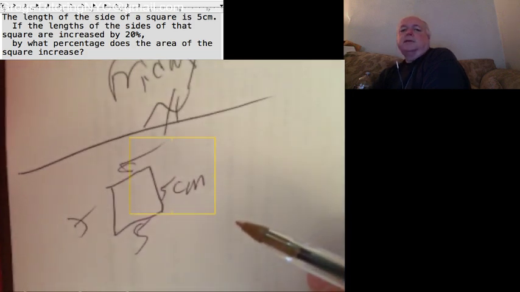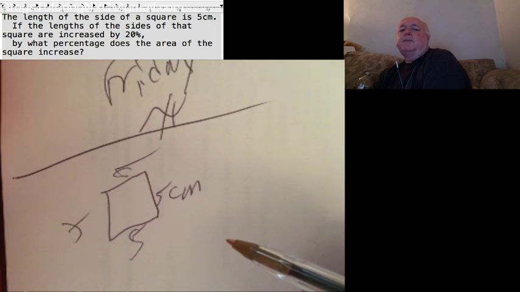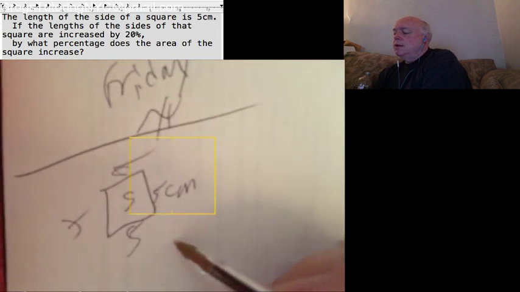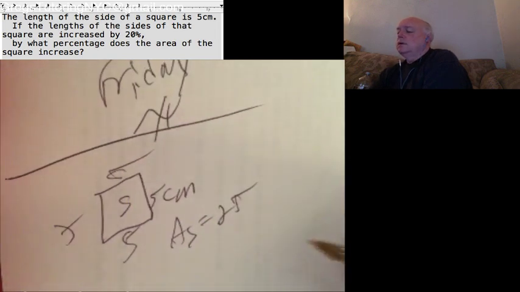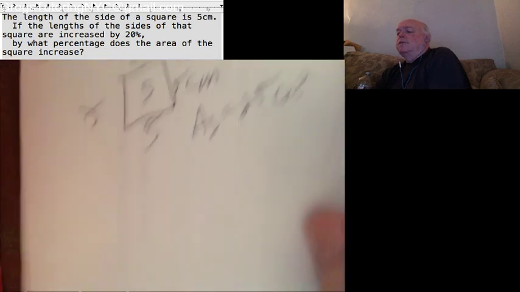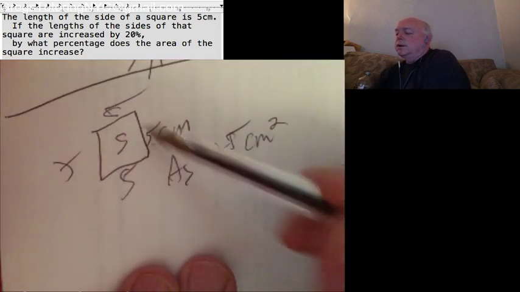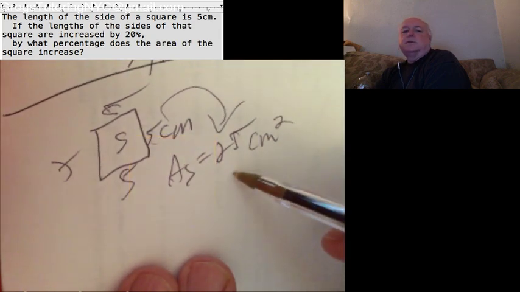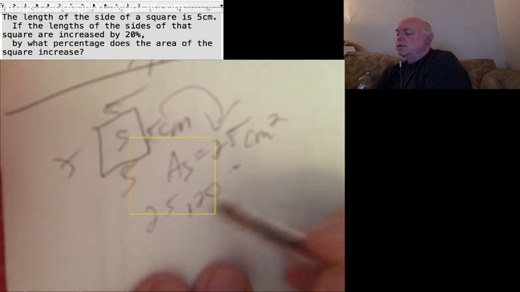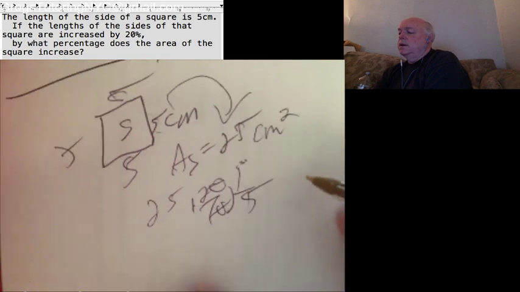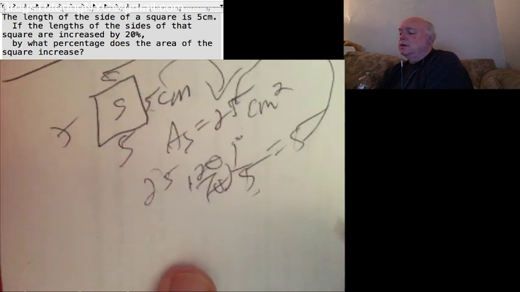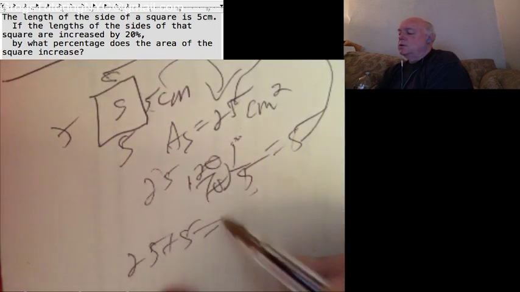It says the length of the side of the square is increased by 20%. By what percent does the area of the square increase? So this square S, the area of S right now is 25 centimeters squared. Here's where the fallacy goes in. A lot of kids just do this in their head. They increase this by 20%, which is the same as 20 over 100, or 1/5, so that's equal to 5. And they add these two together and get 25 plus 5 equals 30 centimeters squared.